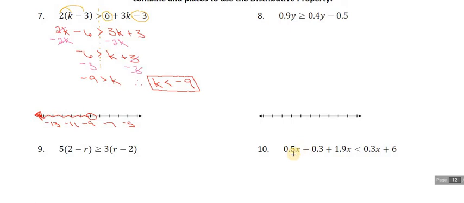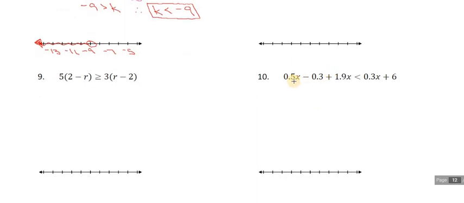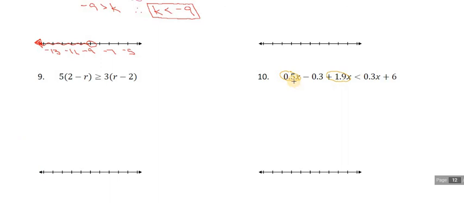So when I look at number 10, I've got 0.5x minus 0.3 plus 1.9x is less than 0.3x plus 6. So when I look at this, I've got a lot going on here on the left-hand side. We've got some like terms, so they're going to come together just by combining them. We're not using inverse operations. So 0.5x plus 1.9x is going to give me 2.4x. Drag down that minus 0.3 is less than 0.3x plus 6.